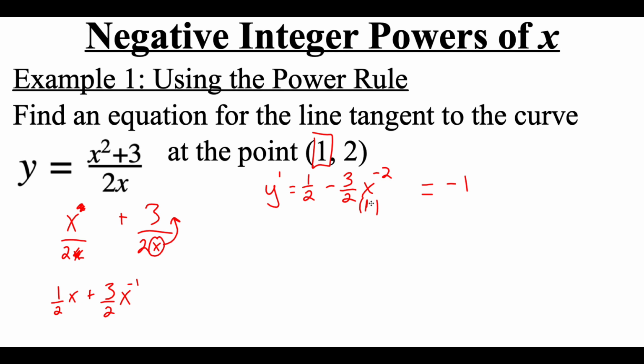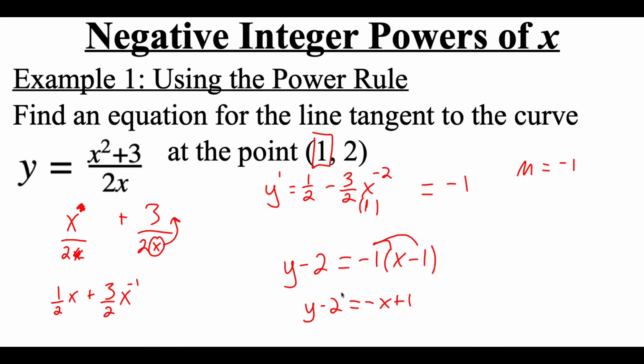So remember, the derivative means the slope of your tangent line. So we're dealing with a slope of -1, and we know that we want to go through the point (1, 2). So I'm going to use point slope form here. I'm going to do y minus 2 is equal to -1 times (x minus 1). I'm going to distribute the -1, so we get y minus 2 equals -x plus 1. And then I'm going to add that 2 over to the right-hand side, so I get y equals -x plus 3 as the equation of my line that's tangent to this curve.